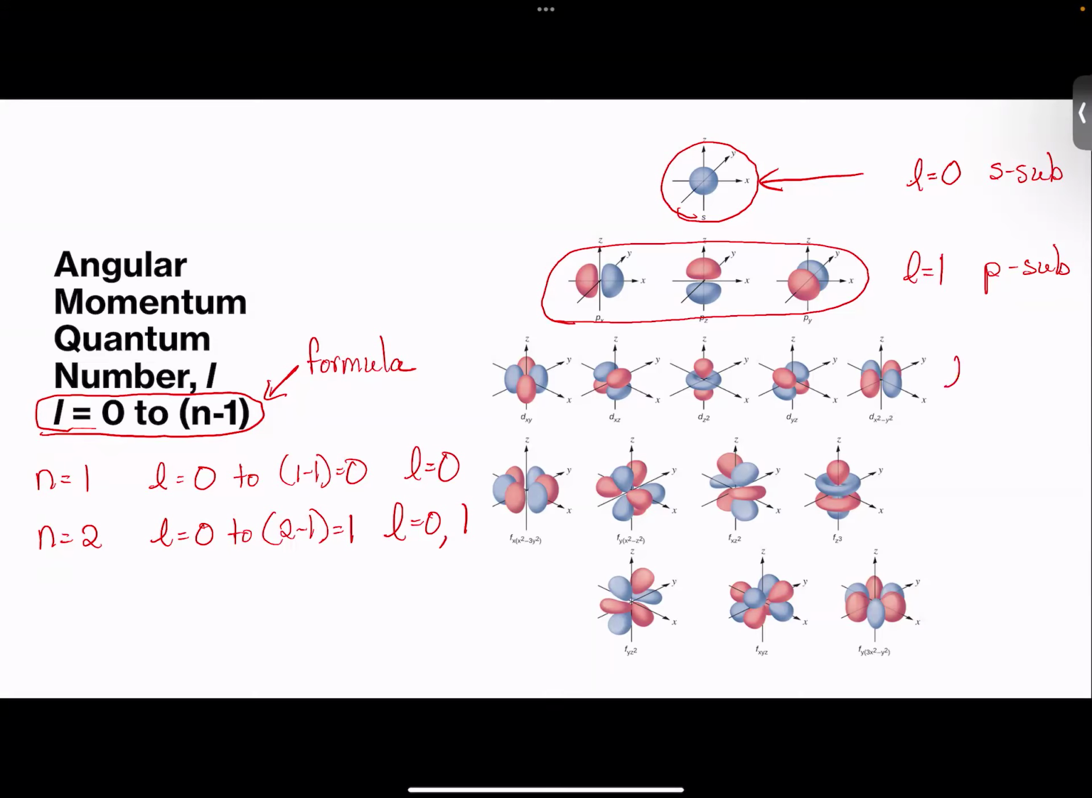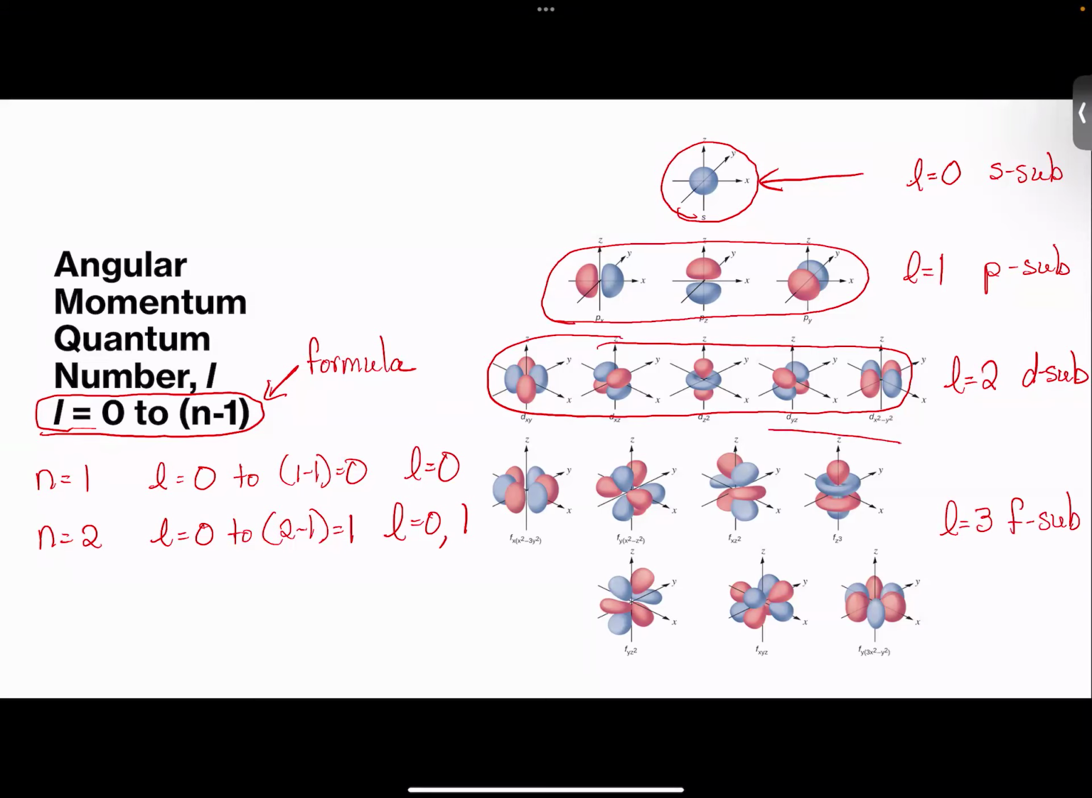If L is equal to 2, that means we have a D subshell, and it will be one of these 5 shapes for the orbital. And if L is equal to 3, that is going to be the F subshell, and it will be one of these 7 orbitals.